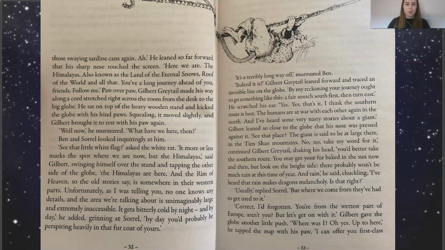paw. I'm going to pause it there and we'll catch up from that line in our lesson on Monday.